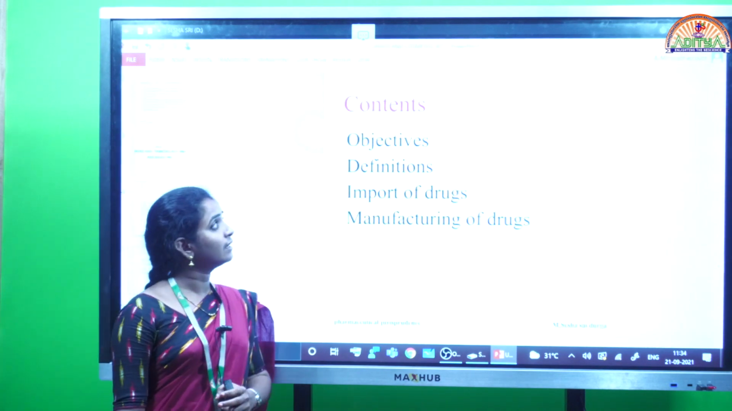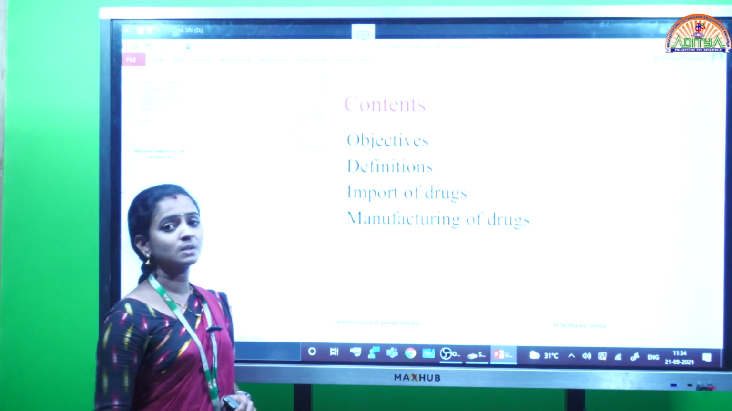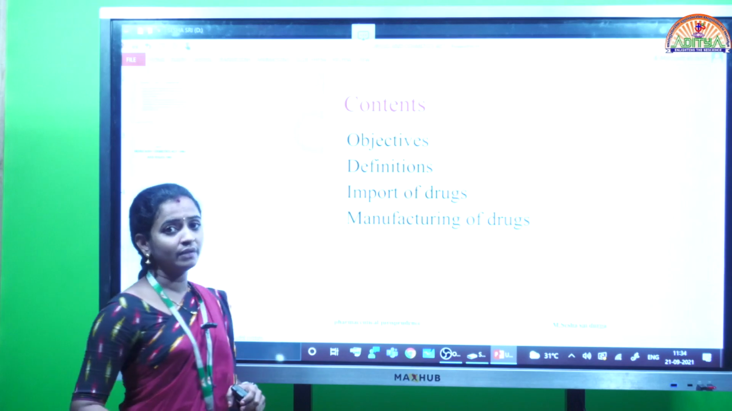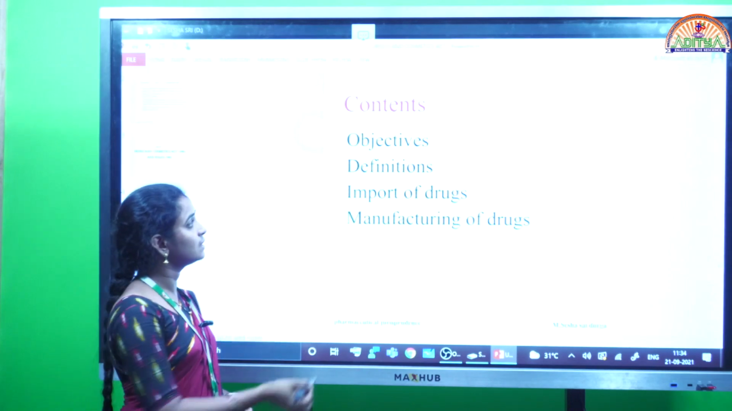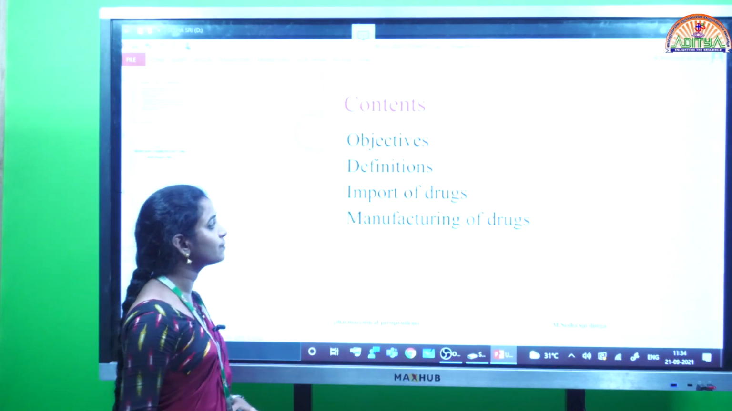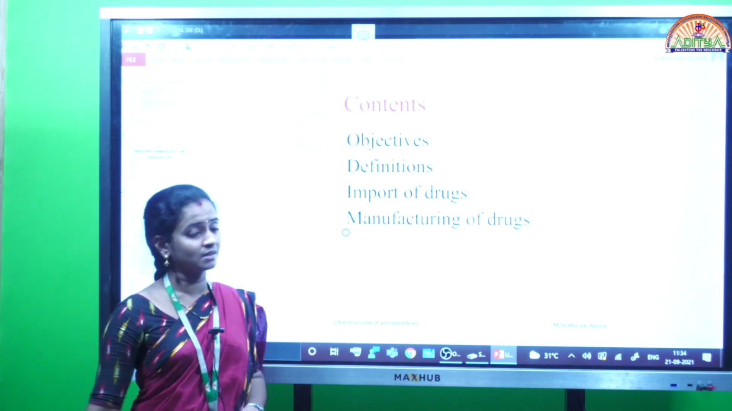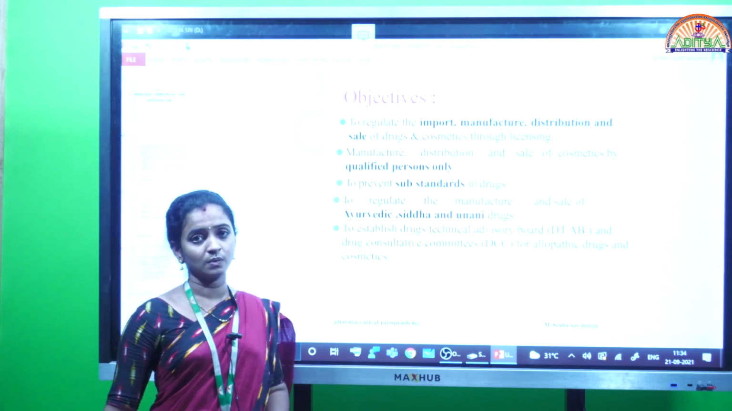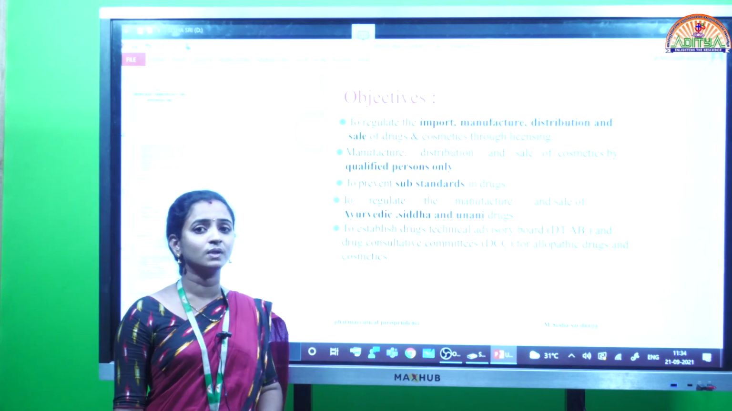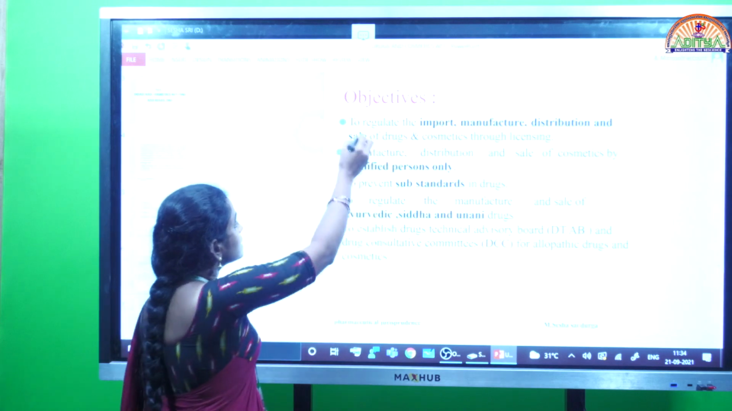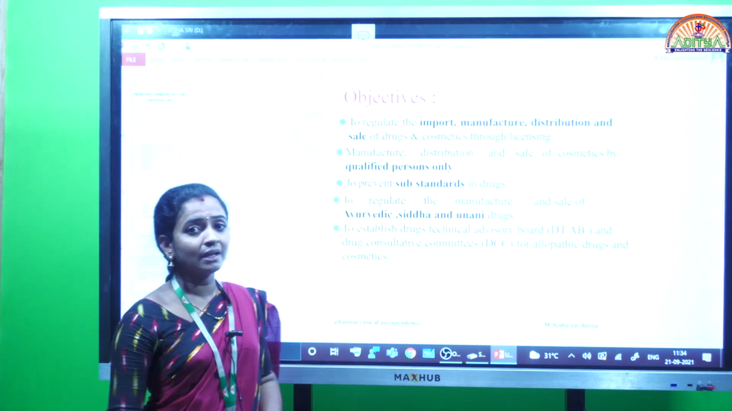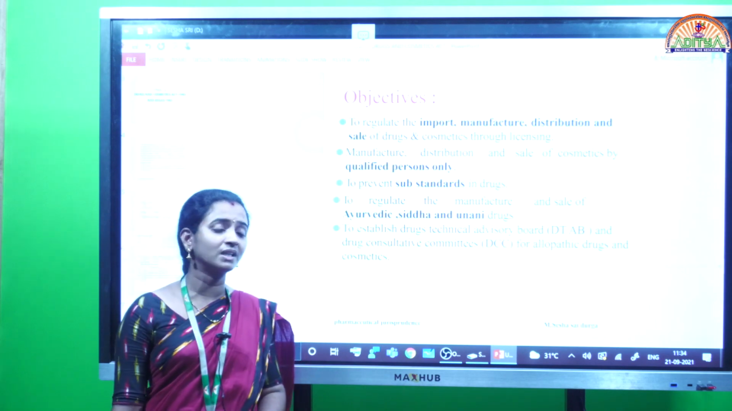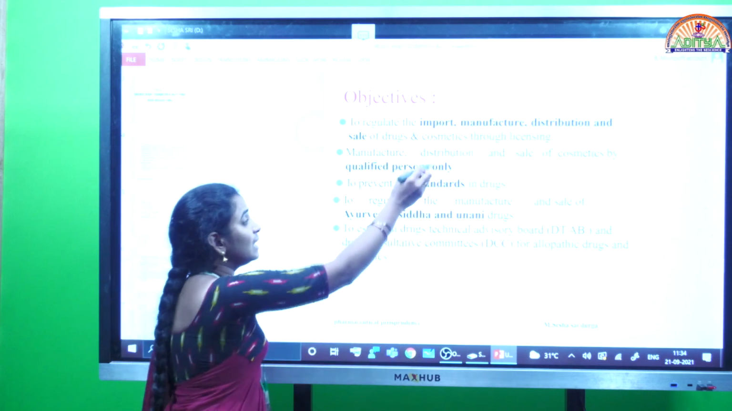Under this 1940 Drugs and Cosmetics Act, these are the contents we will know here: first objectives, next definitions, next import of drugs, and next manufacturing of drugs. First we will see the objectives, why the Drugs and Cosmetics Act was established. First one, to regulate the import, manufacture, distribution and sale of drugs and cosmetics in our India through licensing.